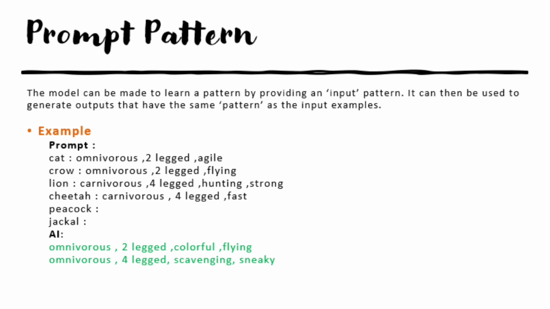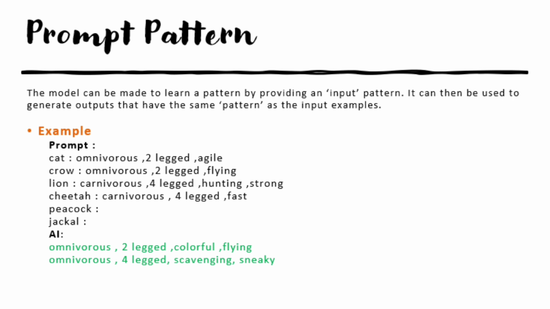Next, I have given four examples: cat as crow, and lion, cheetah as omnivorous, and two-legged animal, eagle. And I am asking the AI about peacock and jackal. So it will give the answers as a result, as what I am expecting. Unless I have given these examples or patterns before, I have just asked about peacock and jackal, it will not be able to give me answers in this format.